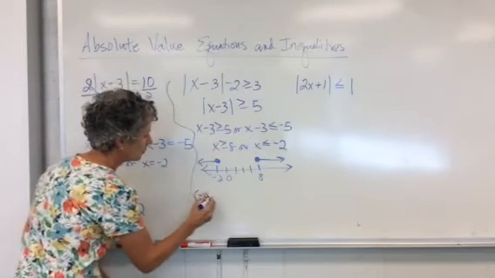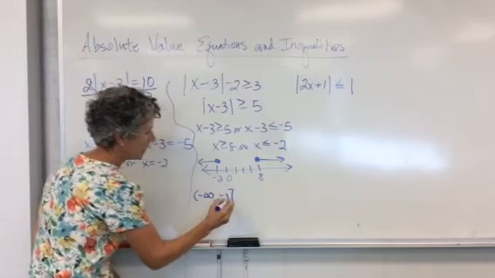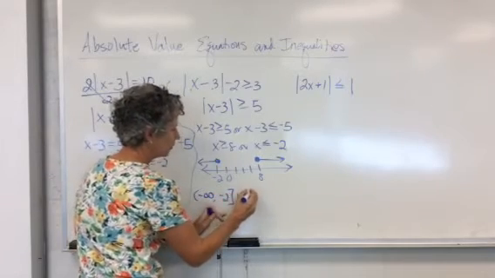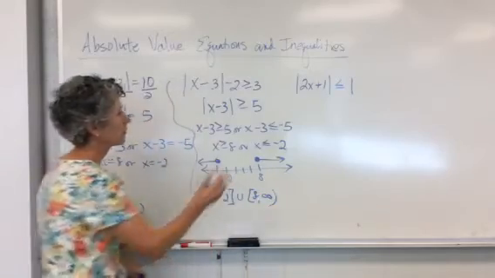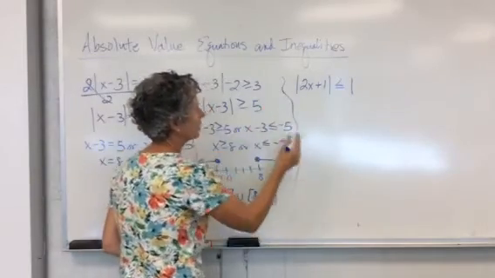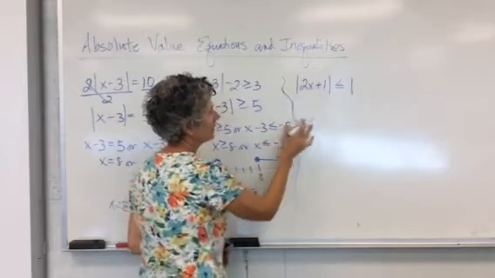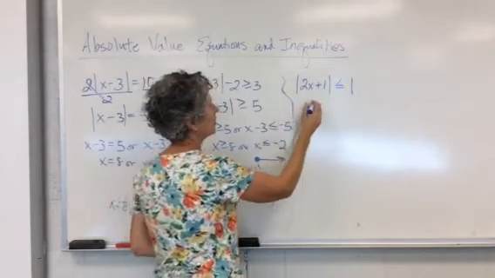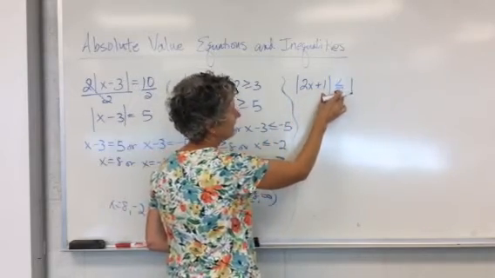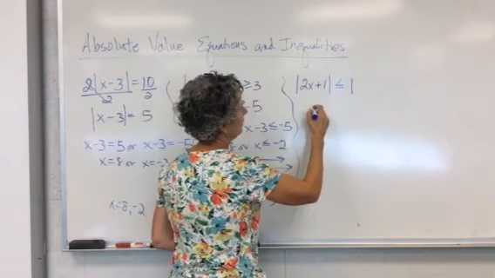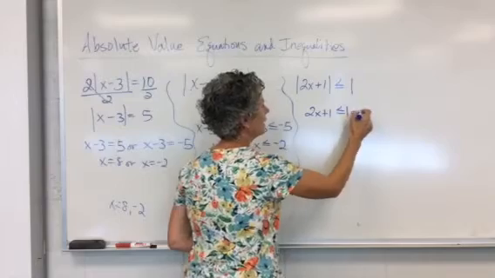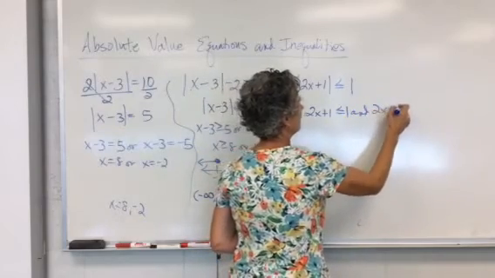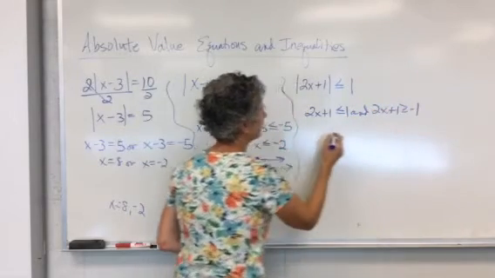You can do your interval notation. Remember, we use a bracket. That's union with 8 to infinity, or you can use the word or. And then the last one is a less than. This one's already isolated. I don't have to divide or add or subtract. But again, when is that distance less than 1? That would be if 2x plus 1 is less than 1 and it's greater than negative 1.